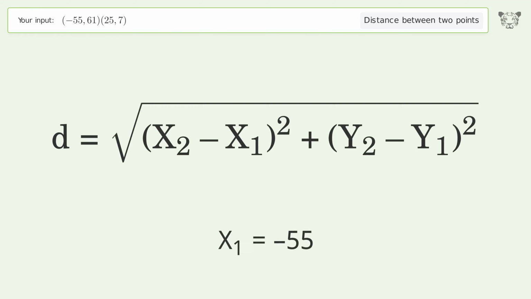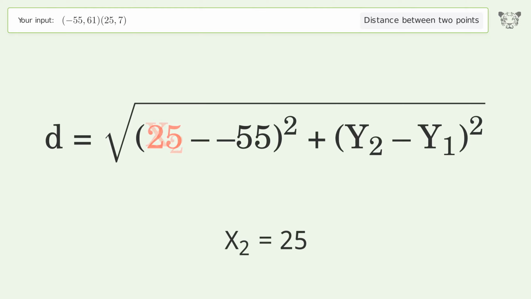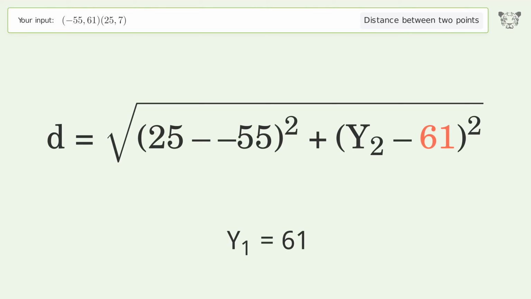x1 equals -55. x2 equals 25. y1 equals 61. y2 equals 7.